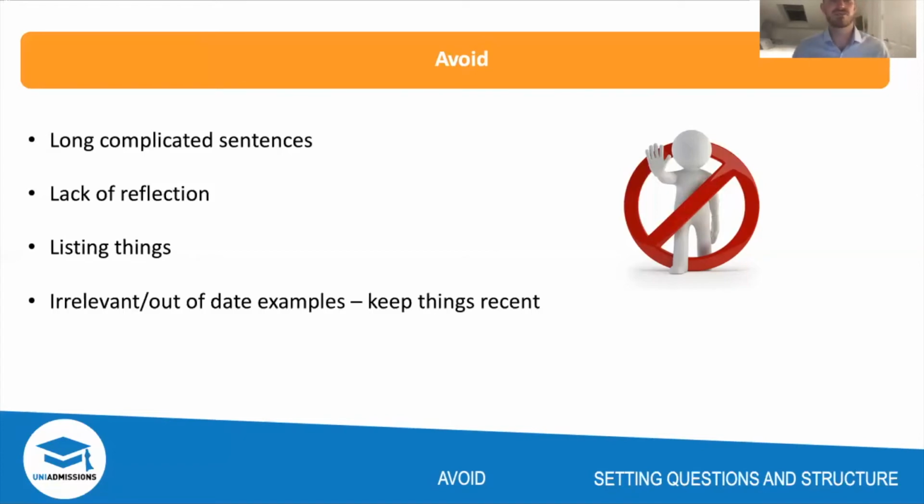Also avoid irrelevant or out of date examples. You really want to keep things recent. Universities want to know who you are now. They don't want to know who you were 5 years ago or 6 years ago. So if you were talking about something you did when you were 12 or 11, they don't care. They fundamentally want to know about who you are now and who they're going to be getting for the future. So it's really important you keep any examples quite recent.